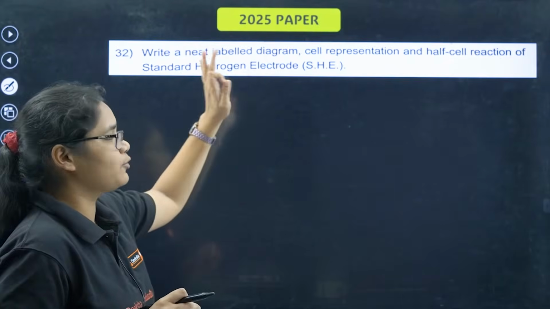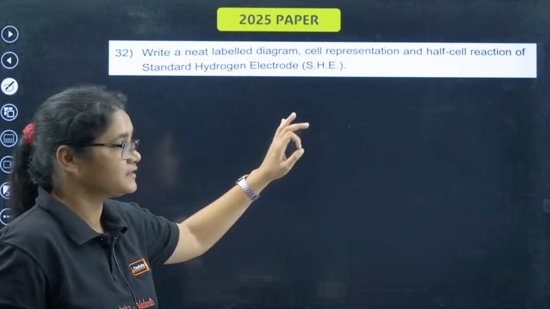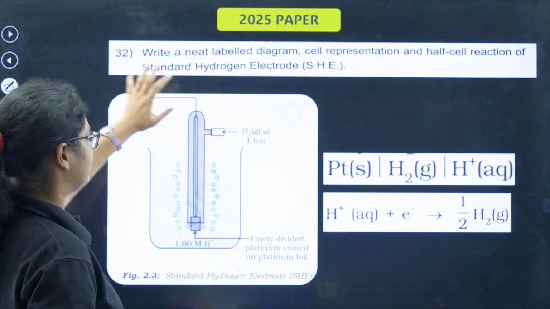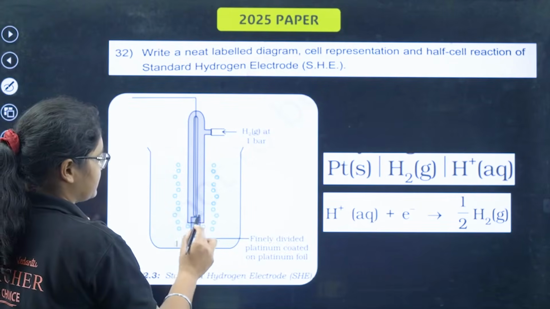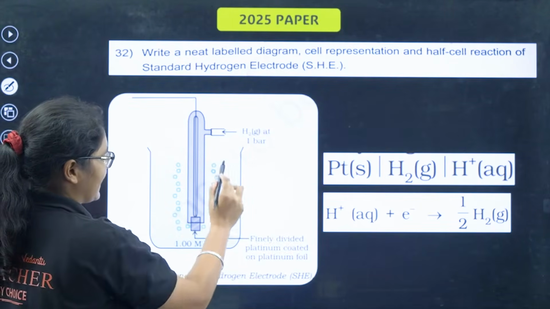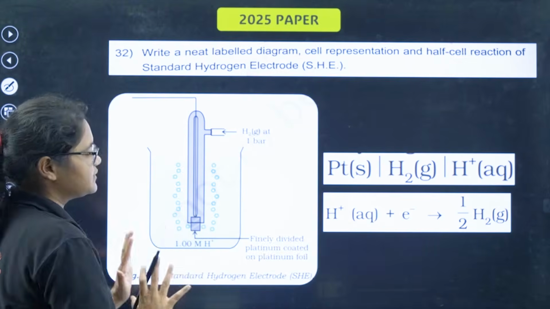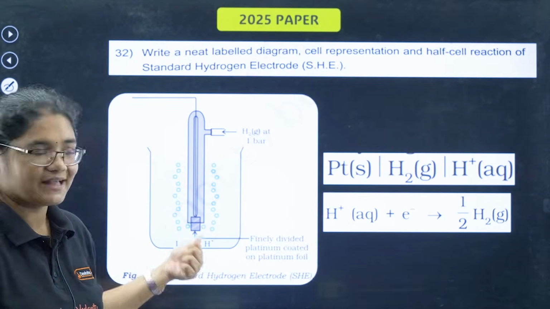This is a very prominent question. Almost every year it is asked. So first of all, you have to draw a neat labelled diagram like this. You have to draw the platinum wire, the platinum plate, the hydrogen gas, the bubble, the concentration. So this is a well labelled diagram for SHE.